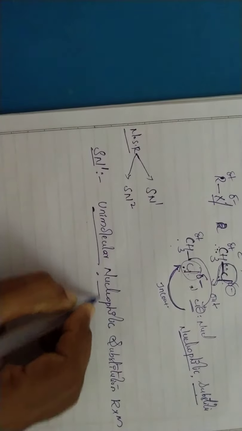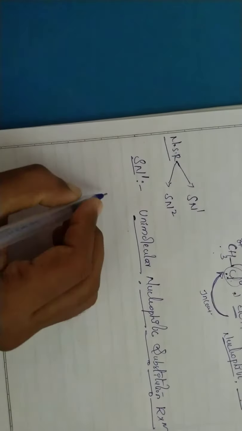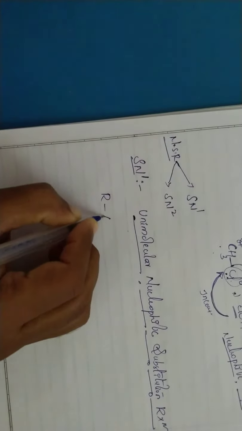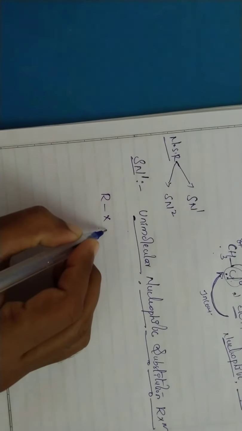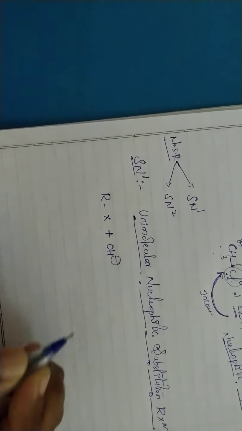Let's see what is unimolecular. I am writing one equation here. If I write RX, this RX is reacting with one nucleophile, another new nucleophile. Why?